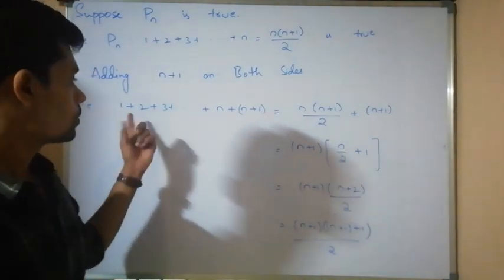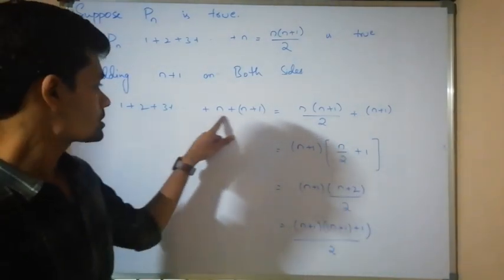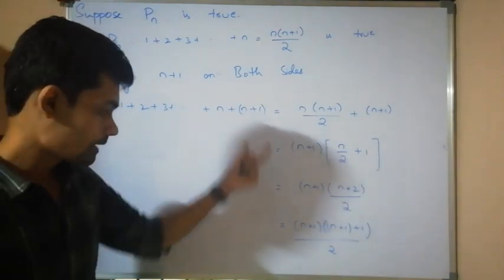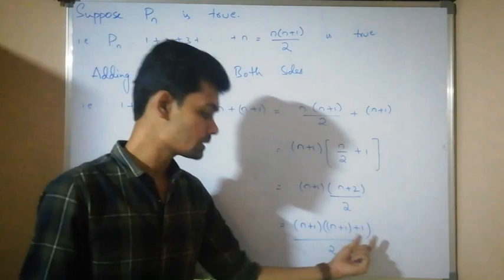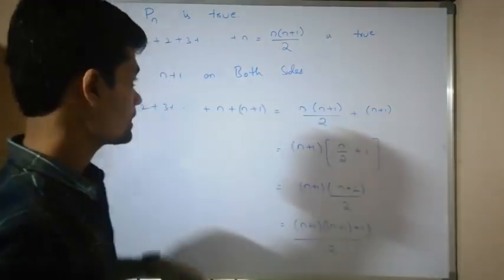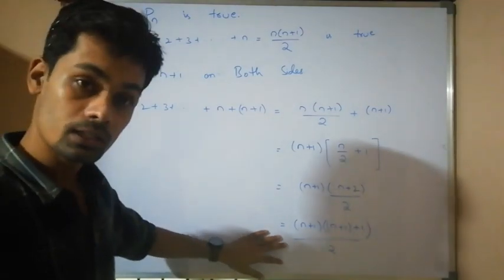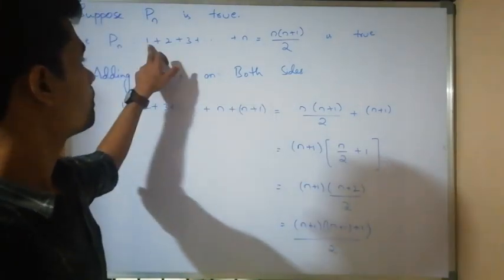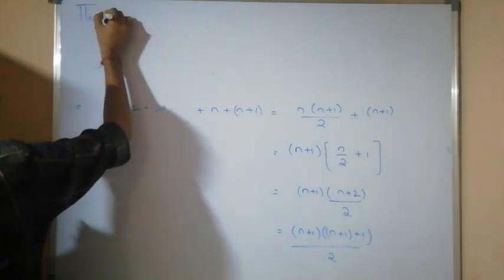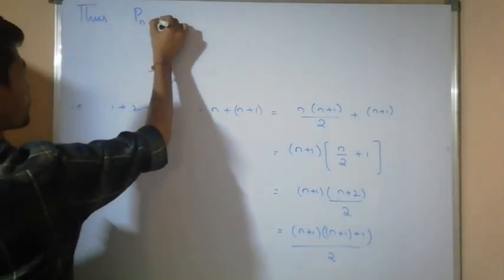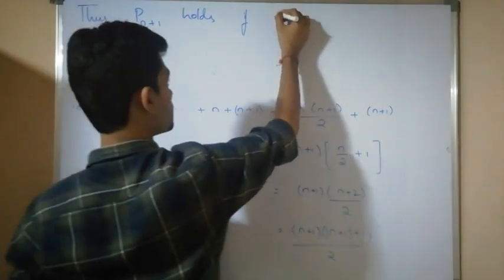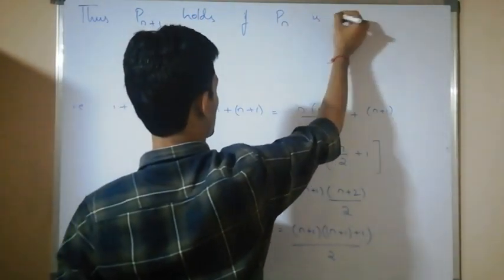Therefore, what is this one? 1 plus 2 plus 3 plus so on till n plus 1 is nothing but n plus 1 into n plus 1 plus 1 by 2, which is nothing but Pn plus 1. So directly I can say that Pn plus 1's proposition is true whenever Pn is true. Thus Pn plus 1 holds if Pn is true.